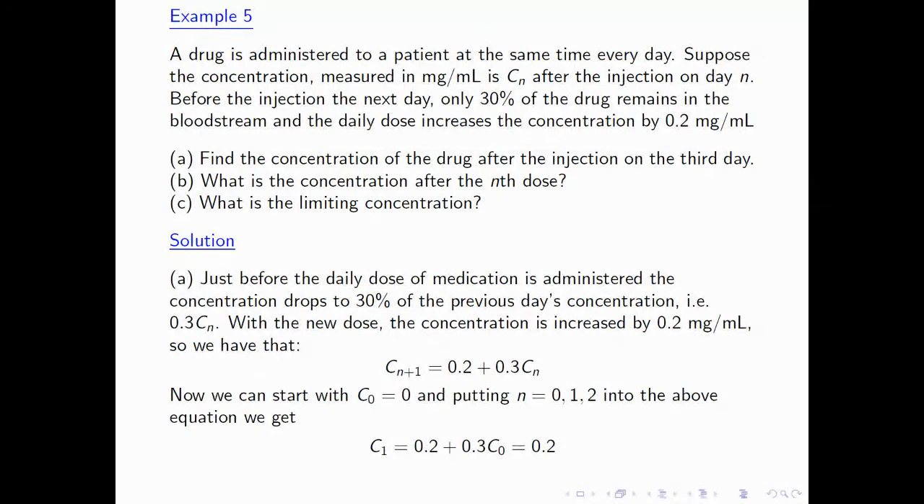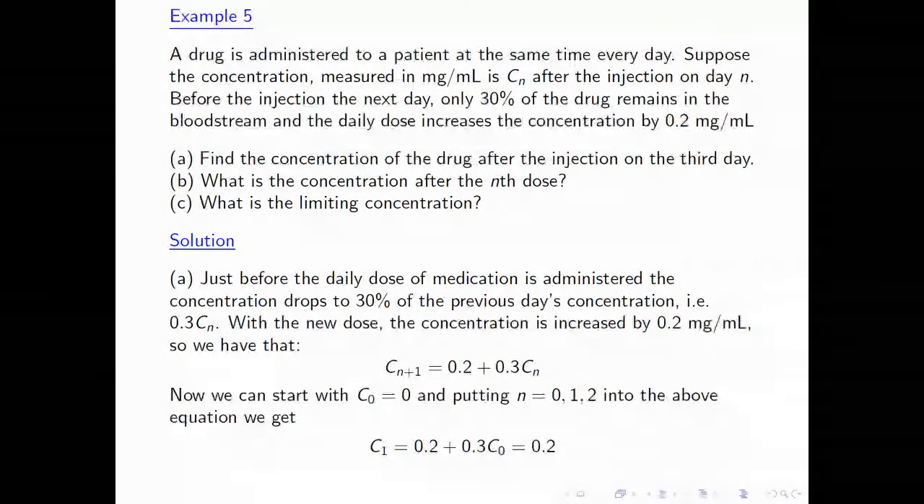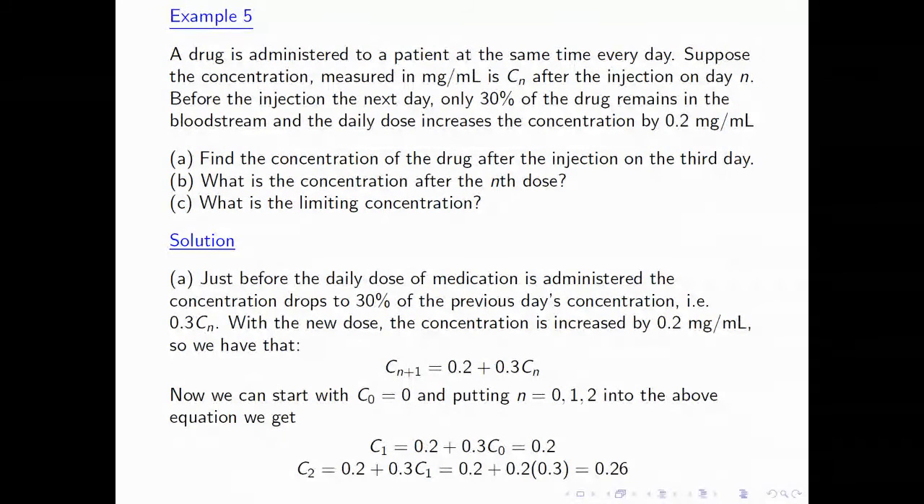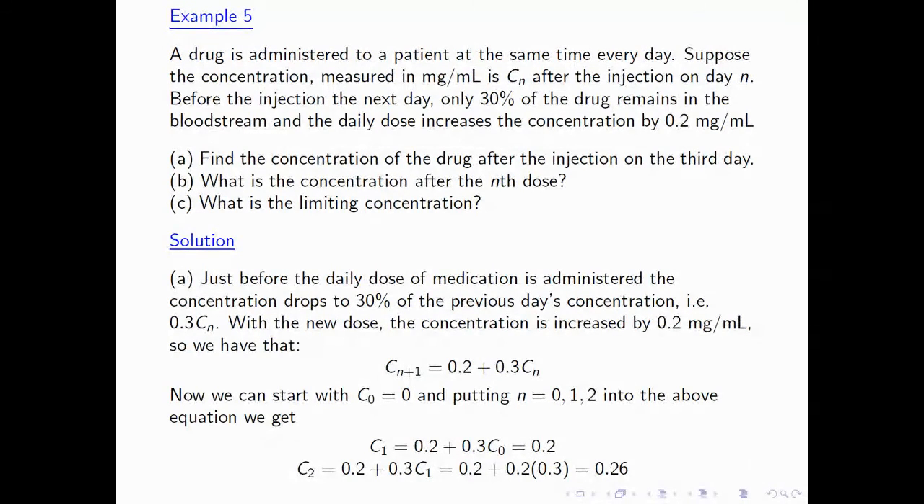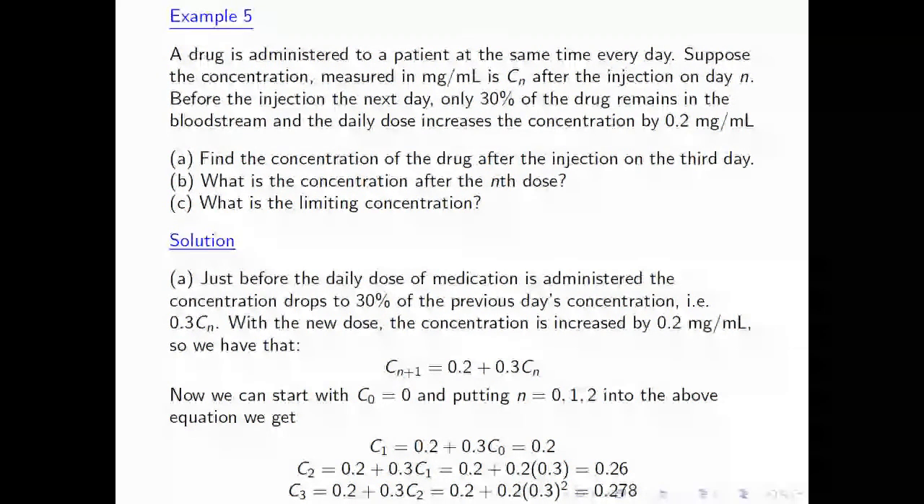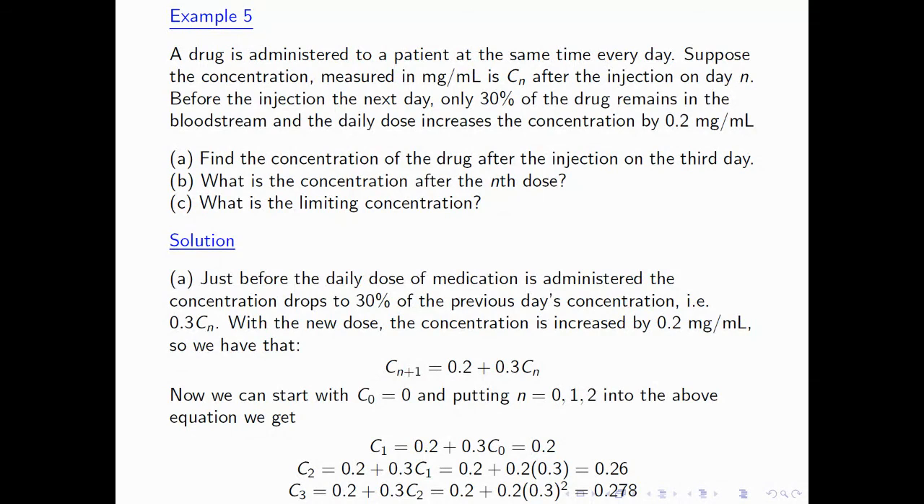Now C0 is 0, right? On day 0, nothing happens. And so C1 is 0.2. C2 is 0.2 plus 0.3 C1, which is 0.2 plus 0.2 times 0.3, which is 0.26. And we can calculate C3 in a similar way, and it gives us 0.278. And we've calculated the concentration of the drug after the injection on the third day. What is the concentration after the nth dose?